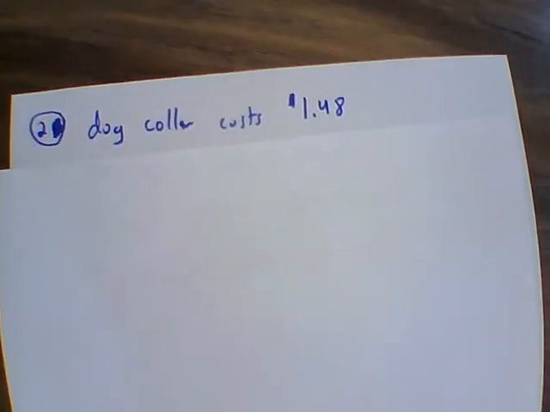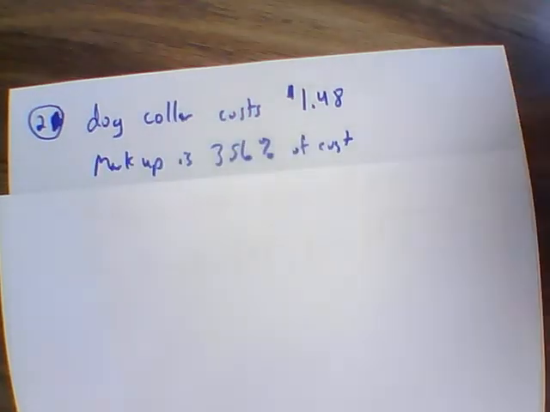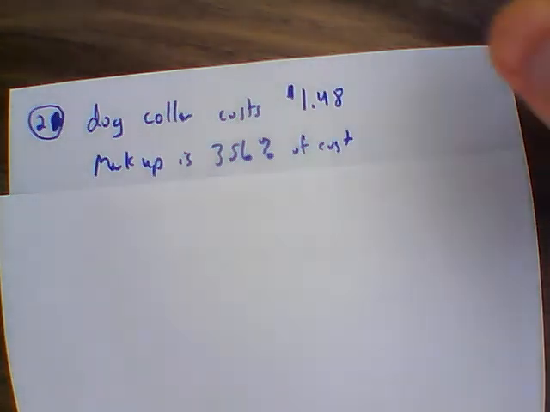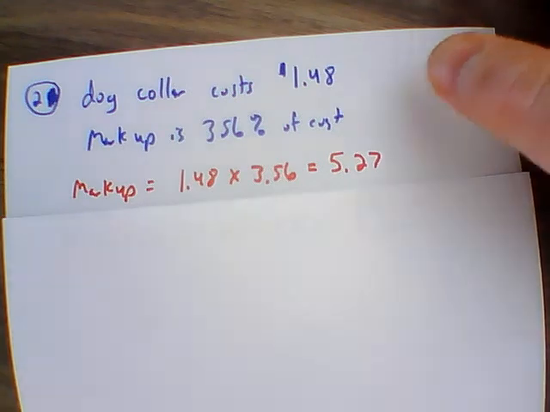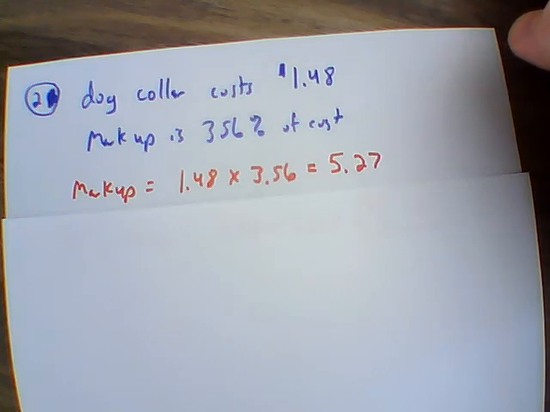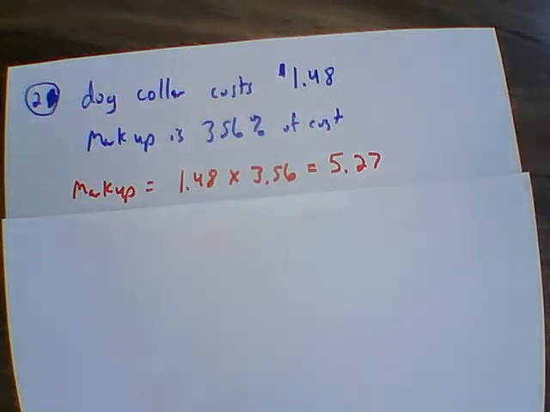Next thing we're going to look at is number 21. On number 21, they talk about dog collars. The pet company buys dog collars from a manufacturer for $1.48 each. It marks up each collar 356% of that cost. To find our markup, we take our $1.49 cost and multiply by our percent markup, 3.59 as a value, which means we have $5.27 that we're marking this up at.